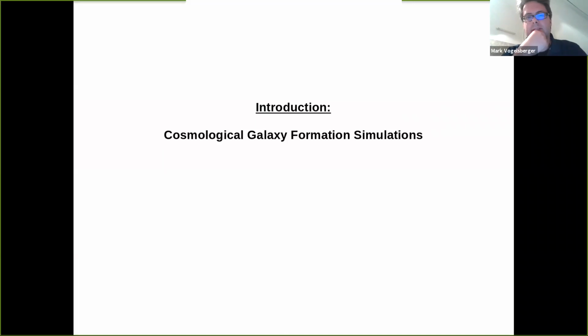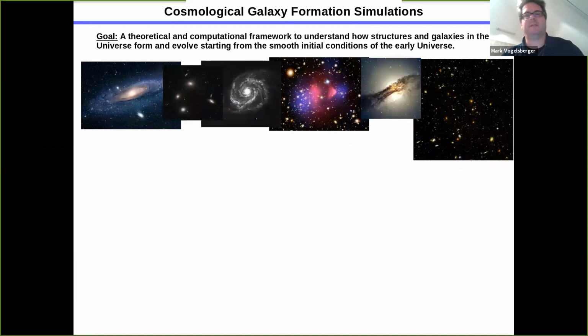Now, to get started, it's probably not necessary for this audience, but I just want to give a quick overview of what we actually try to achieve with these simulations. In a nutshell, our goal is written on this slide. We really strive for a theoretical and computational framework to understand how structures and galaxies in the universe form and evolve, starting from the smooth initial conditions of the early universe. So this one sentence more or less describes what we try to do.